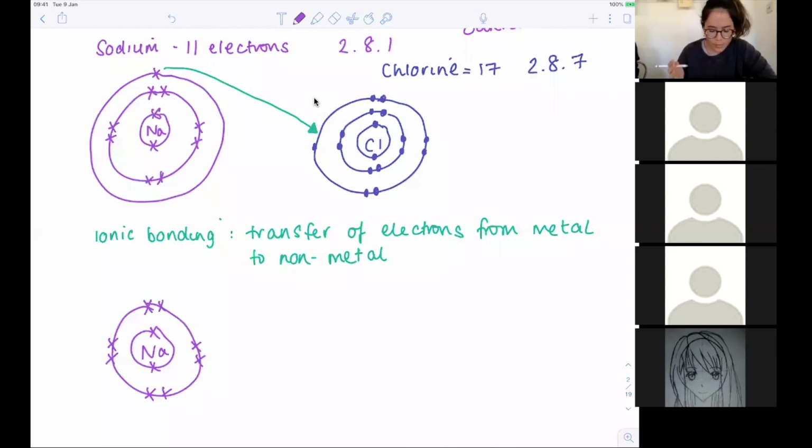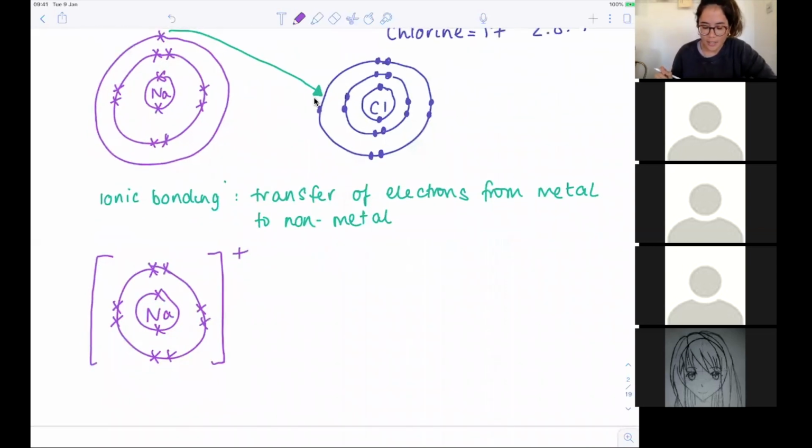With our sodium, remember that electrons have a negative charge. So if you lose that electron, by definition, the sodium will have a positive charge, and we show that through the drawing of square brackets with a little positive charge. That's really just indicating that sodium has lost an electron. So it has now become what's known as a positive ion. It is now a charged particle.